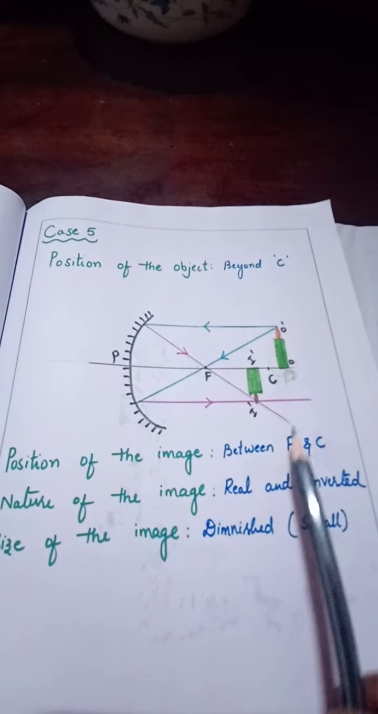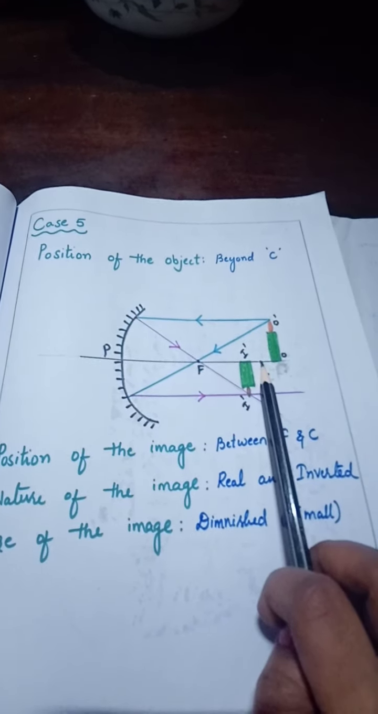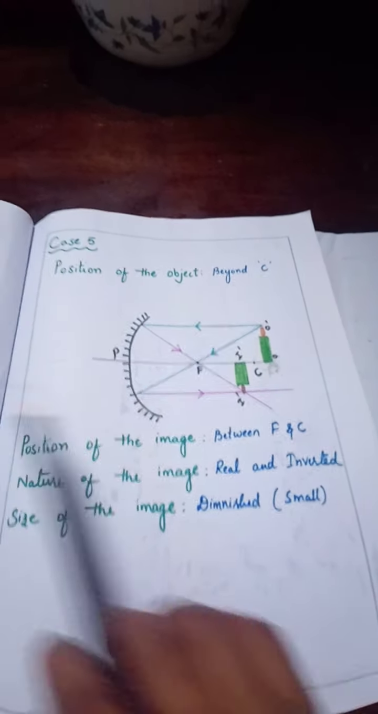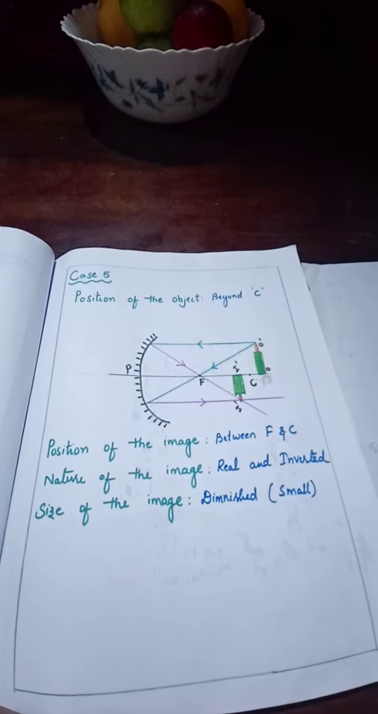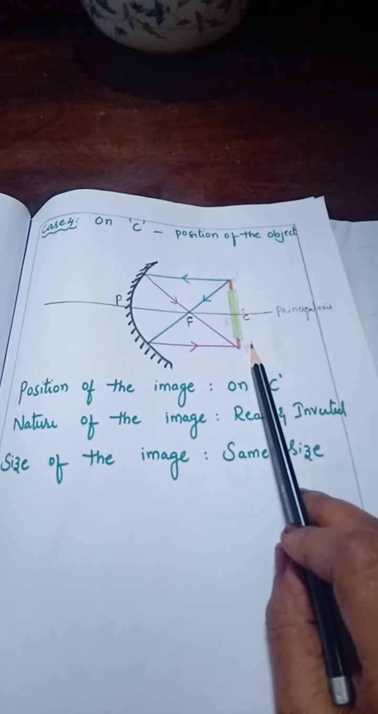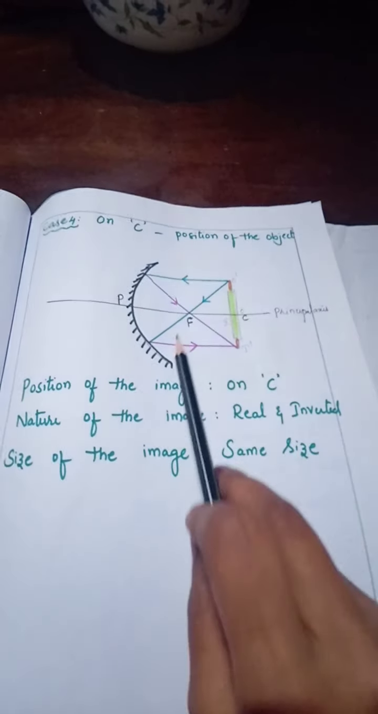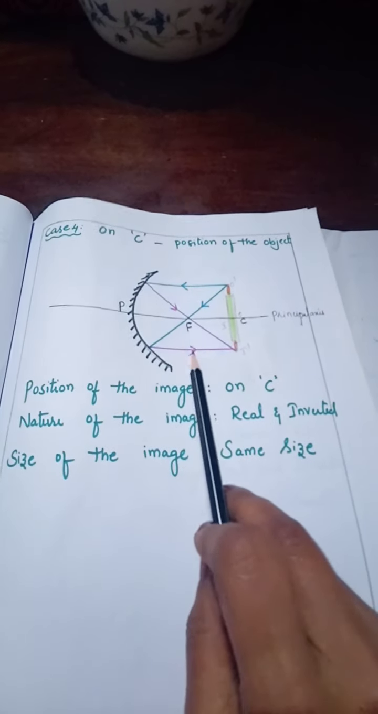And now, if the object is placed at C, the image is also formed on C only. In the last class we learned that when the object is placed on C, the image is also on C only. The size of the image is the same as the size of the object. This is the ray diagram.